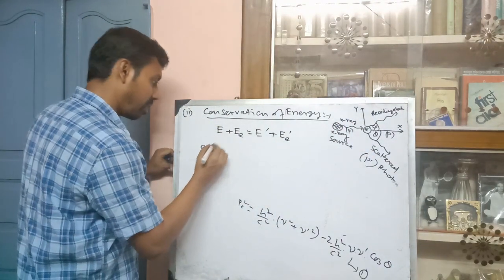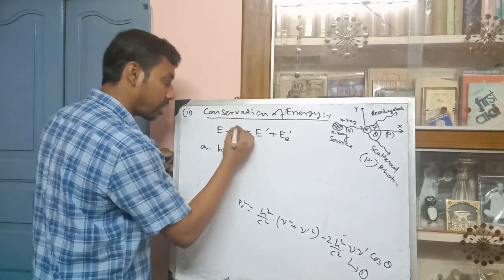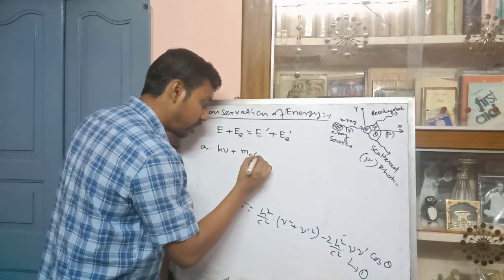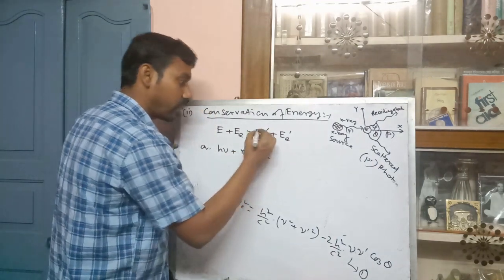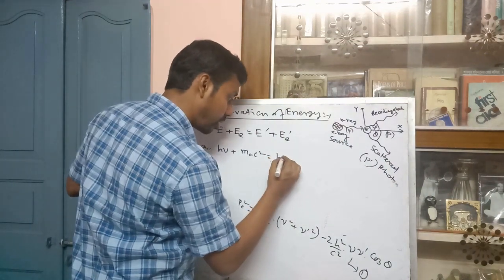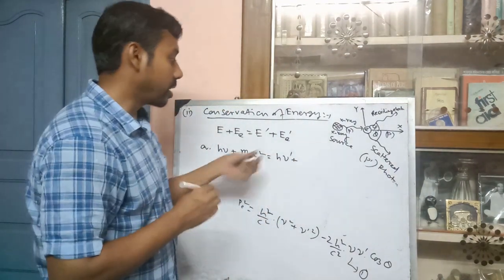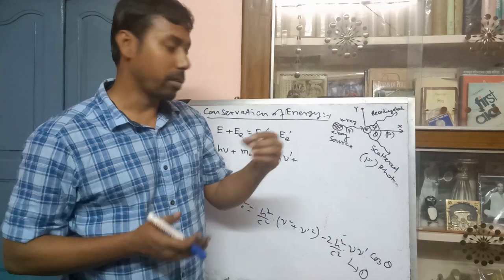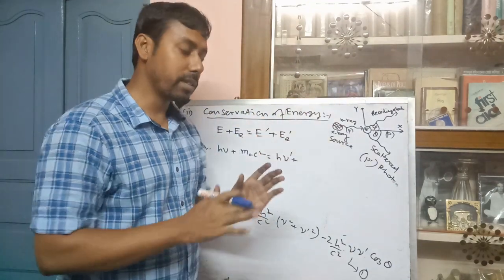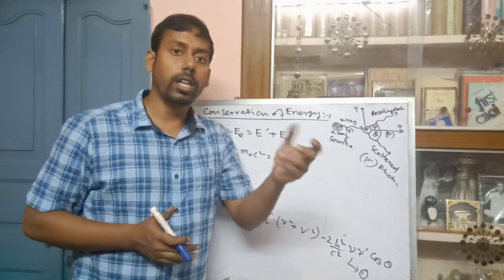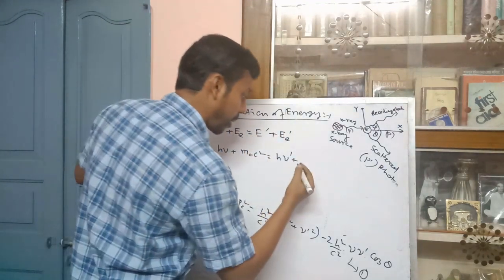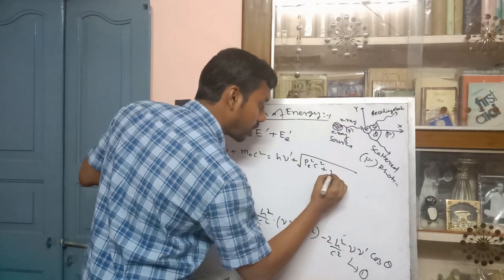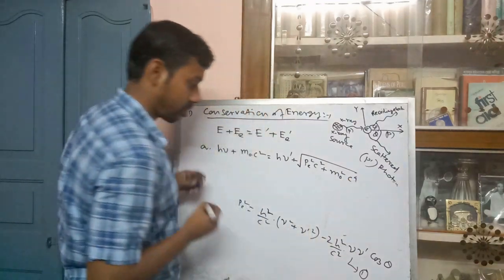So E is equal to h nu, plus the energy of this electron at rest, which is m0 c square, and that should be equal to the energy of the scattered photon, h nu dash, plus the recoil energy. Look, this is the recoiling energy. After collision it is scattered, and after collision the electron is recoiling. That means you have to use the relativity theory. So this energy should be root over P square c square plus m0 square c to the 4.